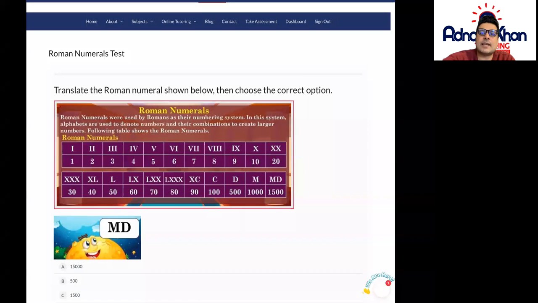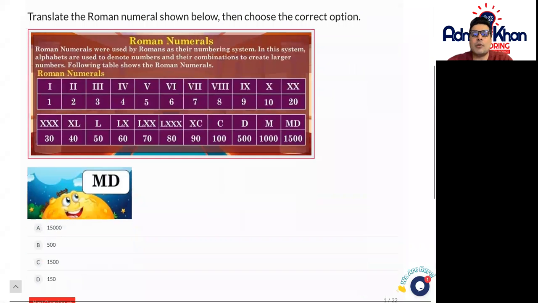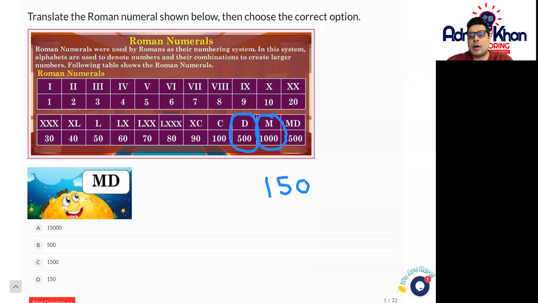The first question says, translate the Roman numeral shown below. So the Roman numeral that we have here is M and D. So let's have a look at M. So M stands for 1,000 and D stands for 500. And if you were to add the two together, then that gives us 1,500 as our answer. Okay, so good luck with the rest of these questions.